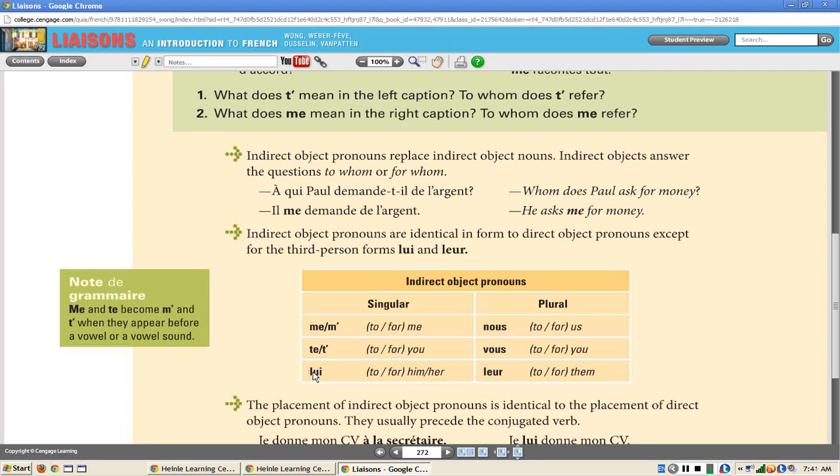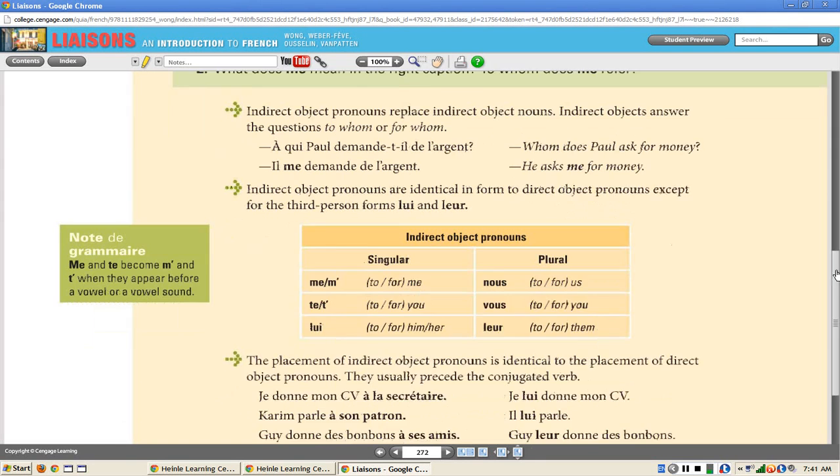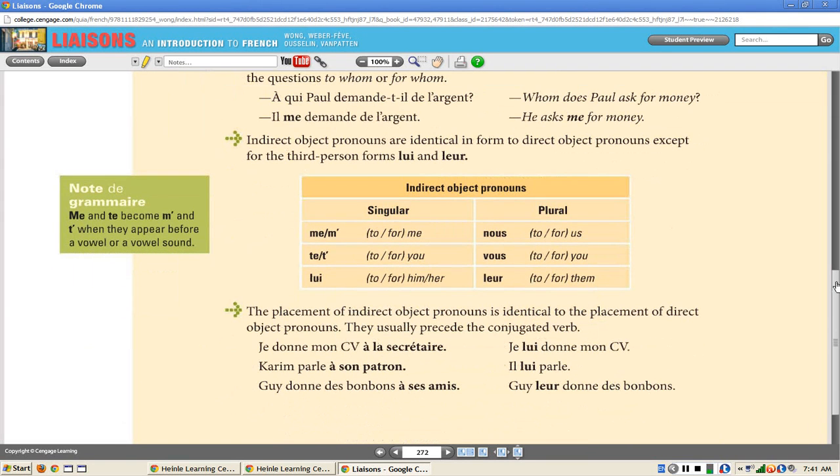Also, with the indirect object, it can only be a person. On parle à quelqu'un. On parle à Jacques. Je lui parle. On parle à Jacques et Martine. On leur parle. Guy donne des bonbons à ses amis. Guy leur donne des bonbons. Karim parle à son patron. Il lui parle. Je donne mon CV à la secrétaire. Je lui donne mon CV. Je donne mon CV. Je le donne.